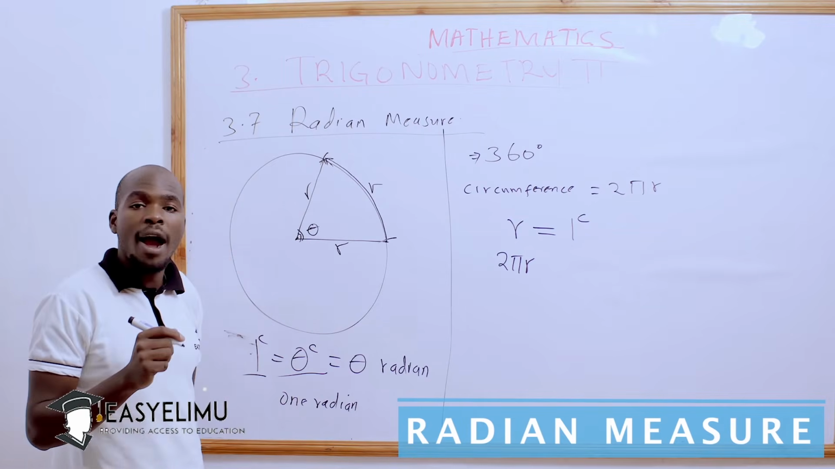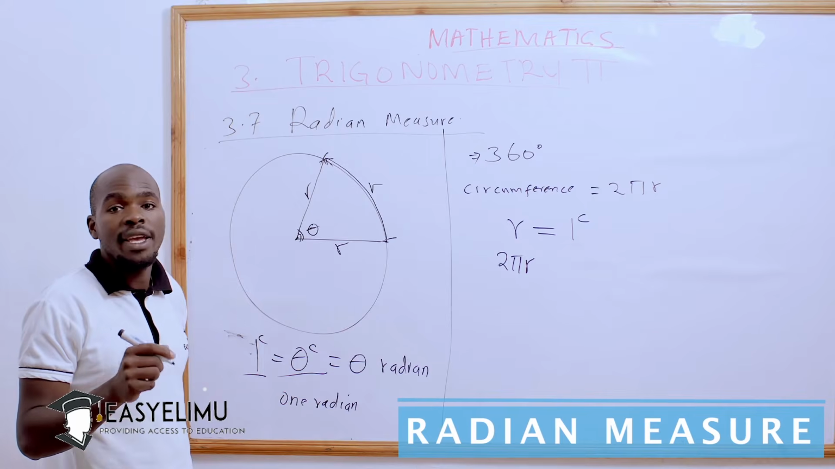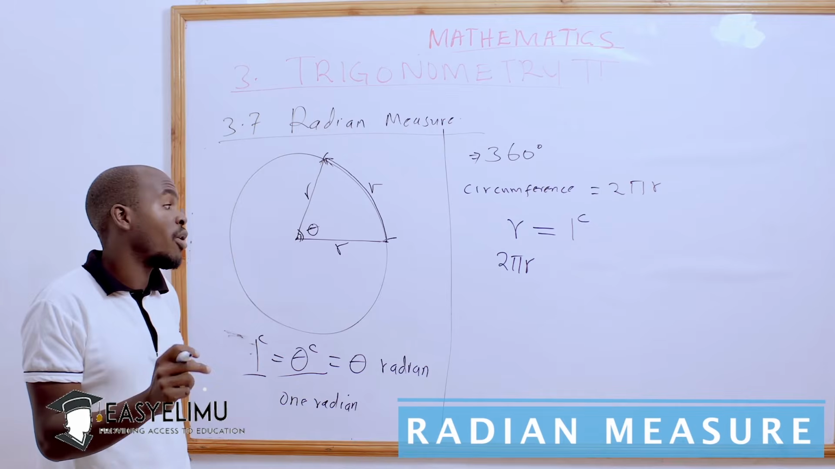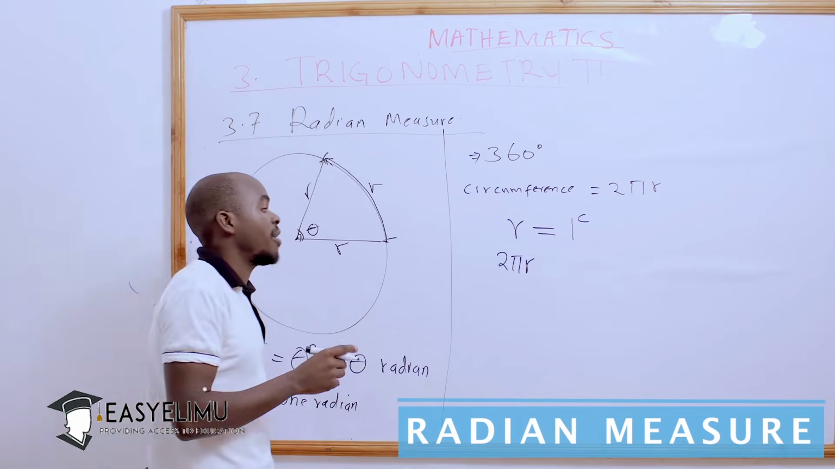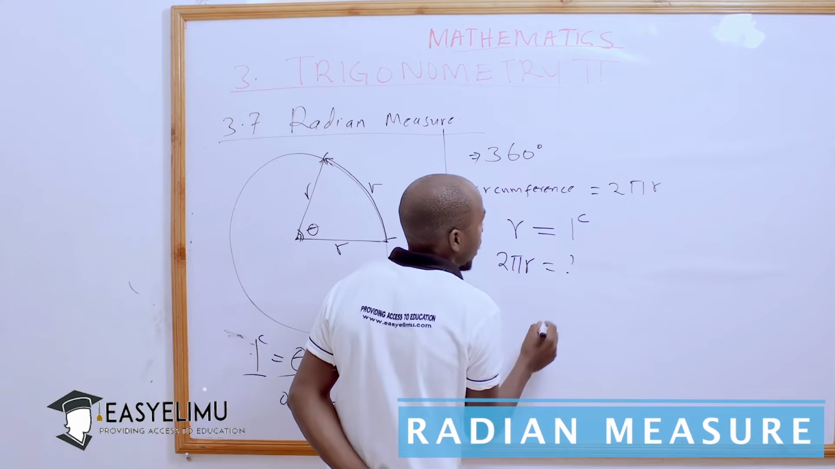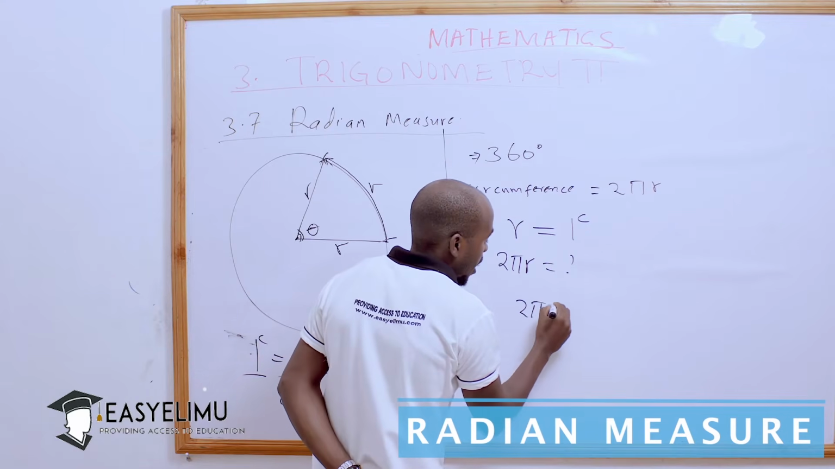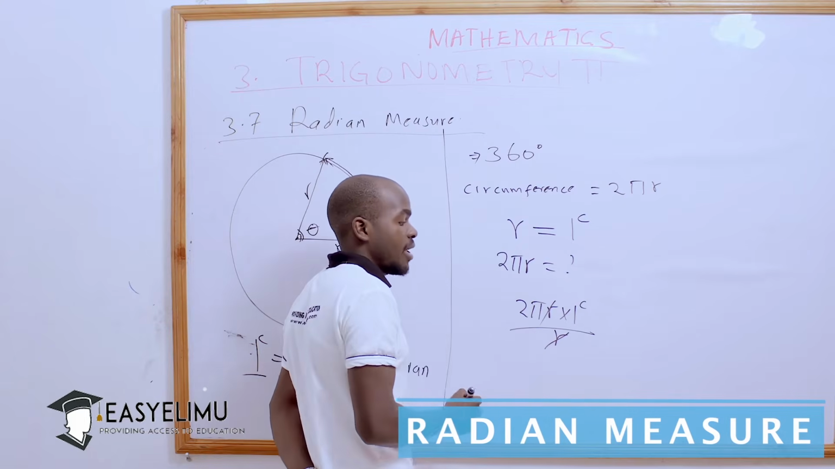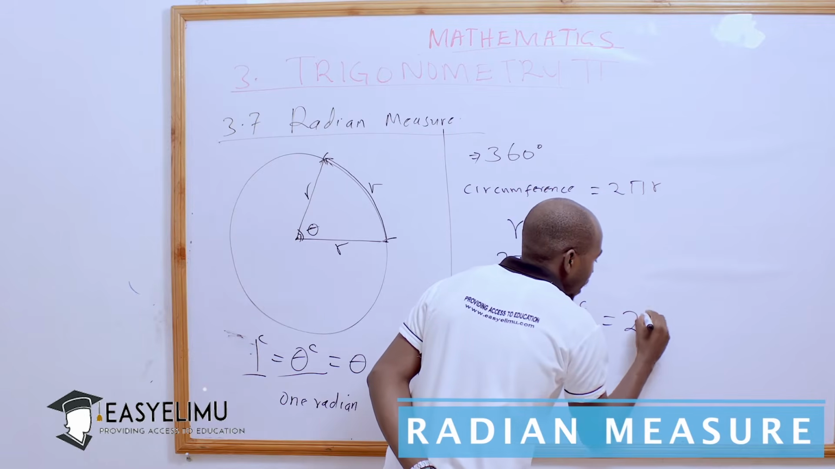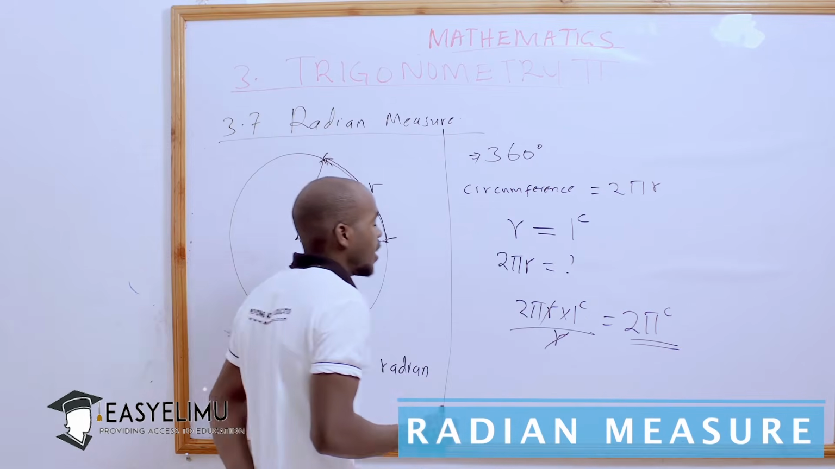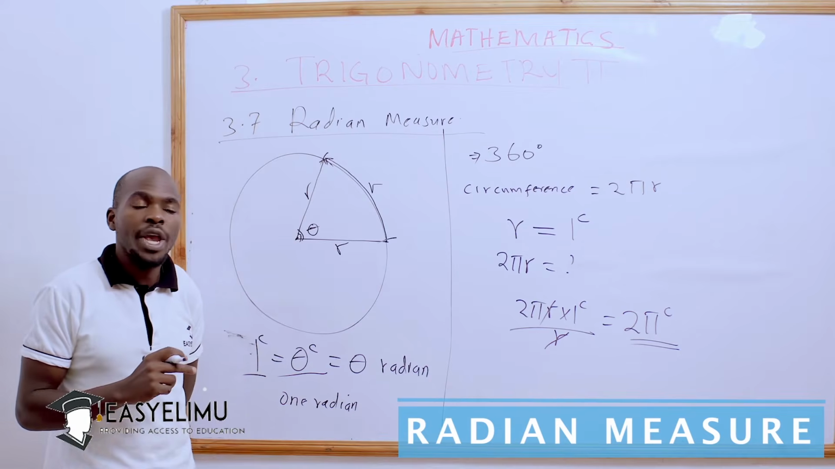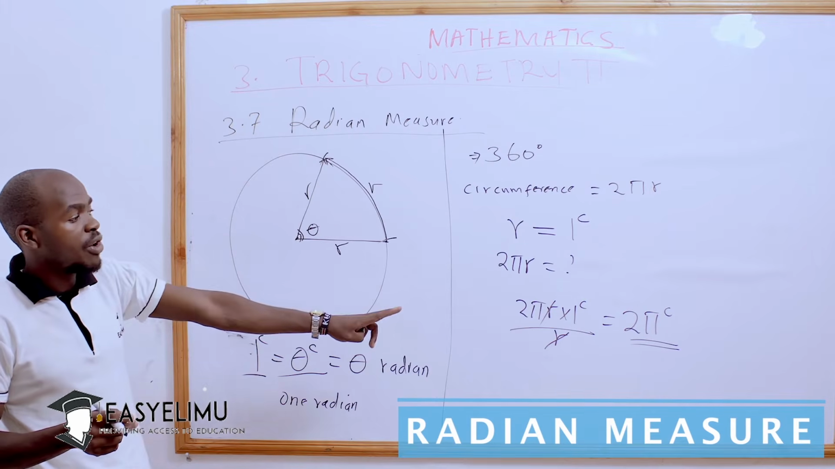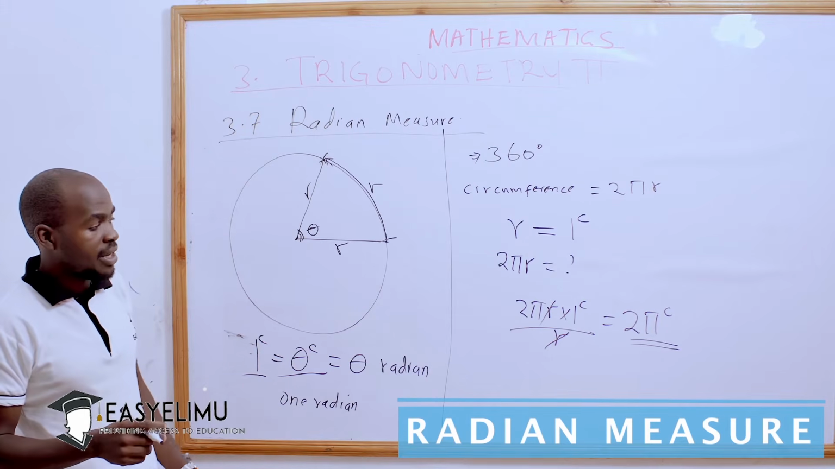We need to know how many radians there are in the whole circle. If one moves along the circumference of the circle, how many radians will that person have covered? So we get 2 pi r multiplied by 1 radian over r, and this r will cancel with the radius, so we get 2 pi c. So we see that in a full circle, we have 2 pi radian.